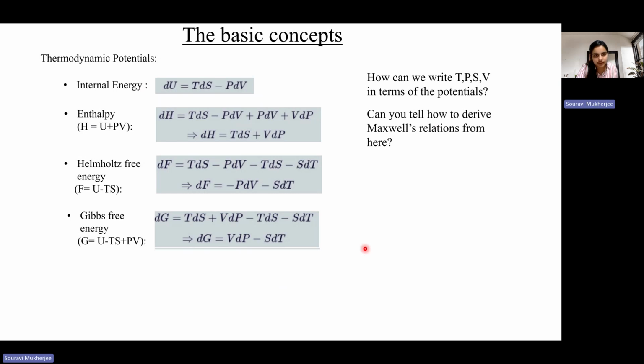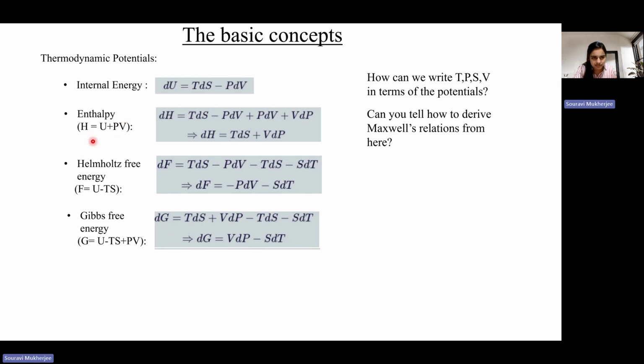Now, this is something which we had briefly discussed in the last class, and we also did solve certain questions. Actually, we did discuss it. So, we said that, based on what type of process or what type of system we are dealing with, you can choose different thermodynamic potentials. It can be internal energy, enthalpy, Helmholtz free energy, or Gibbs free energy, right?